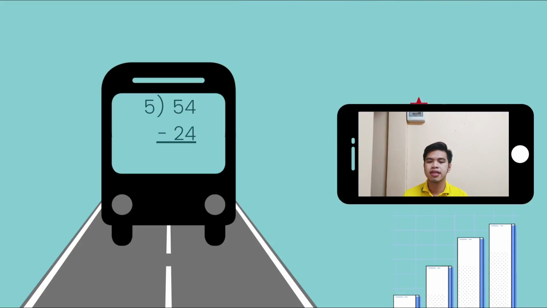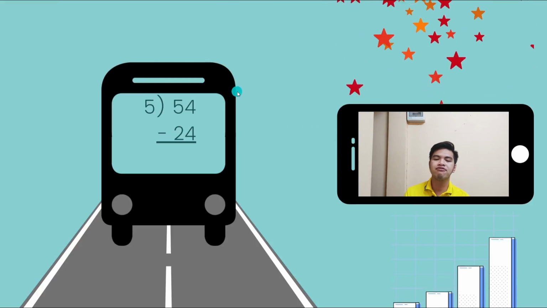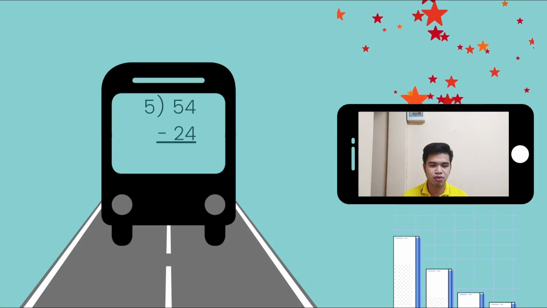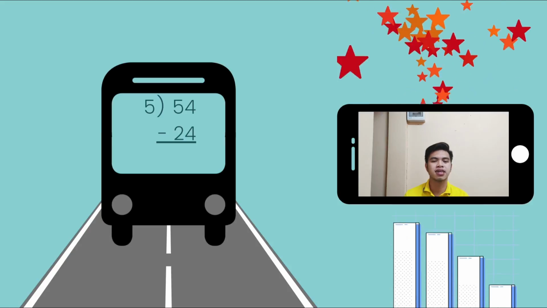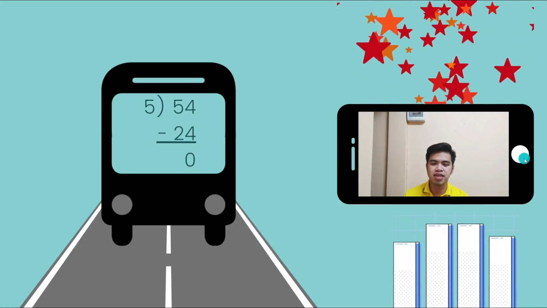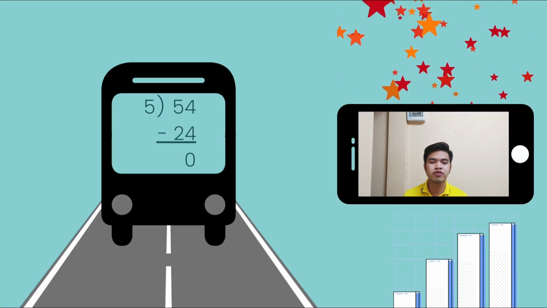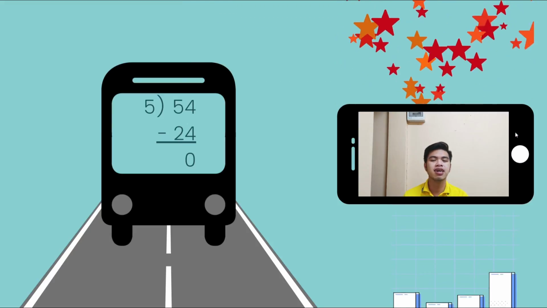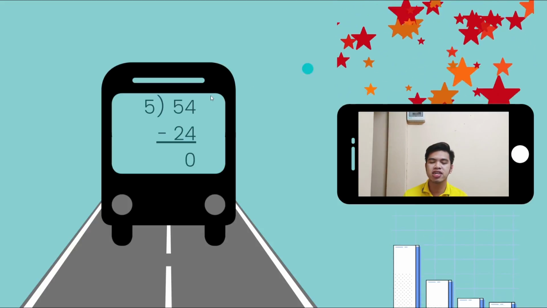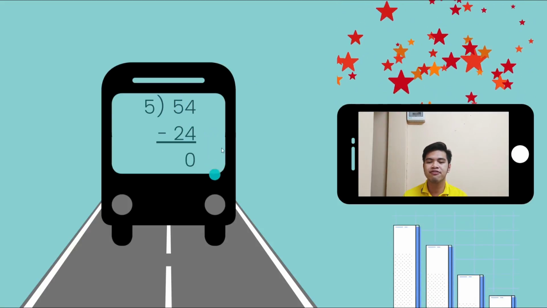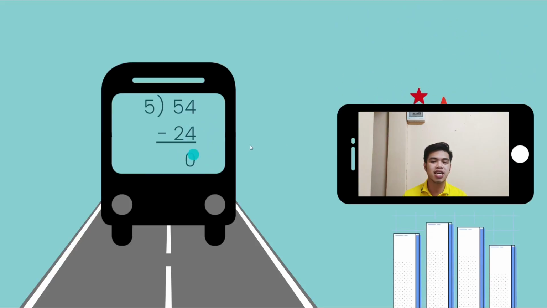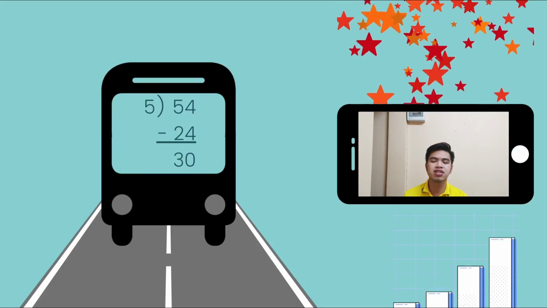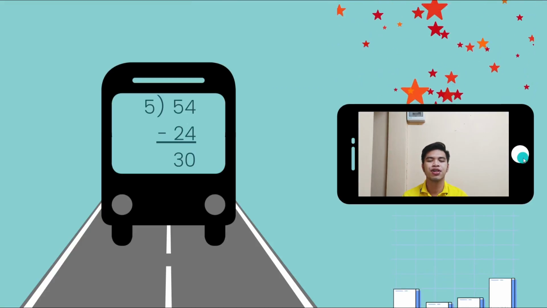Alright. Next, number 5, we have 54 minus 24. So 4 minus 4 is equal to what number? Alright, it's going to be 0 because when we subtract a number from the same number as itself, it's going to be 0. So 4 minus 4 is equal to 0, and then 5 minus 2 is equal to 3. Therefore, 54 minus 24 is equal to 30.